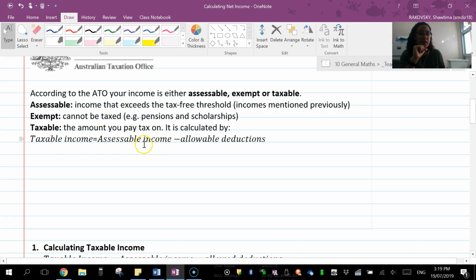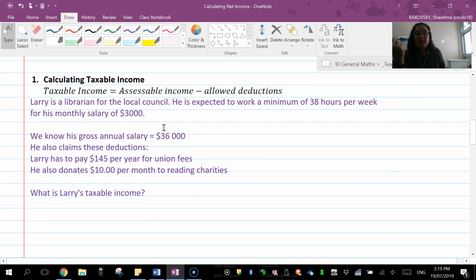So it's your assessable income, or your gross income, minus the deductions, that gives you how much you get paid, which is your net pay essentially. So calculating, the first thing we need to do is work out our taxable income. Let's look at the Larry Librarian situation. If you're unsure of how to calculate your gross income, go back and watch that video.